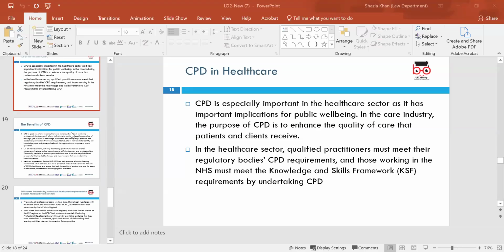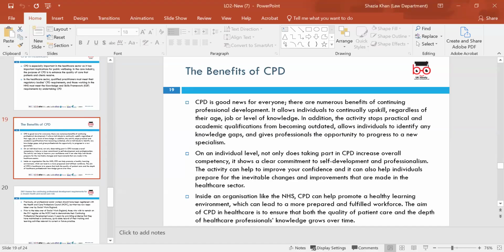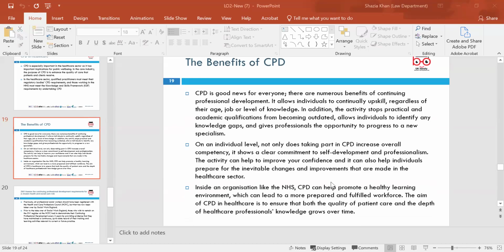The next element is looking at the benefits of CPD, why it's so important within any organization, why there's a need for CPD, and the different benefits of it. It enhances your skills. CPD provides you the opportunity to learn new things. What else could it be? You even become confident in your services. Excellent. Confidence is a good one.